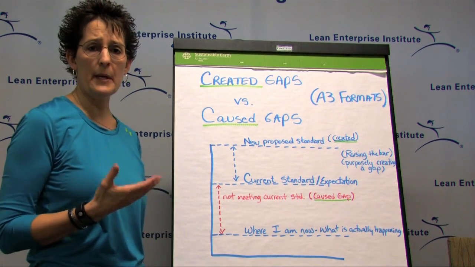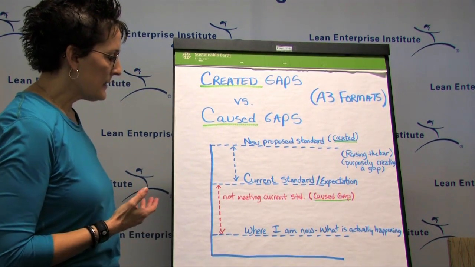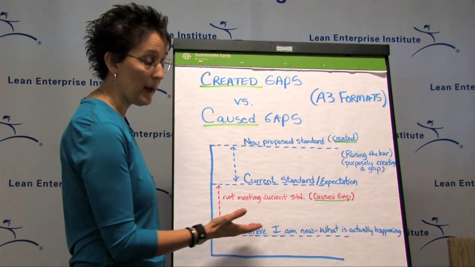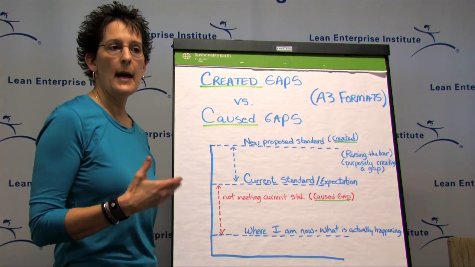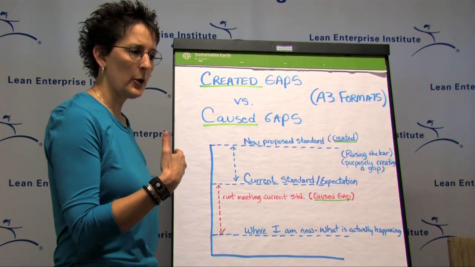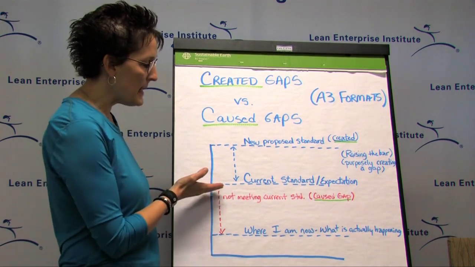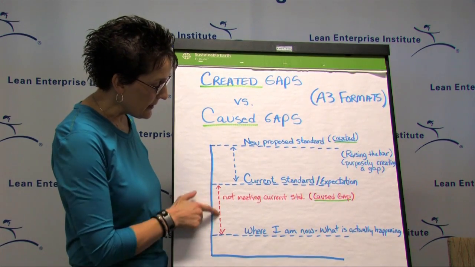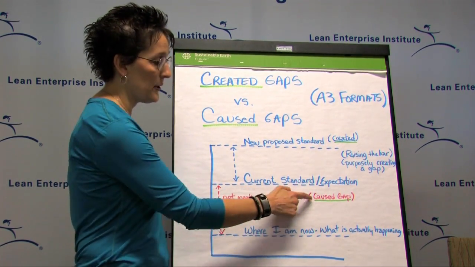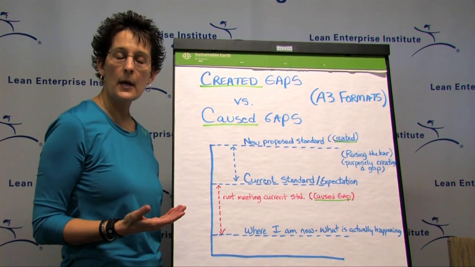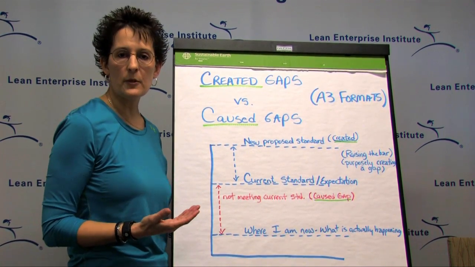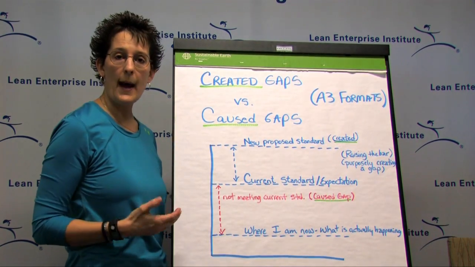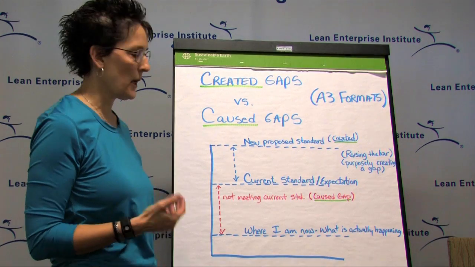To explain that a little bit, the difference between the two is if I've got a situation, and what I would call that is what's actually happening, where I'm at now within a problem that maybe is creating some kind of output where I'm not meeting a current standard or an expectation. So you can clearly see here in the red that I'm not meeting the standard, so we would call that a caused gap, which is a problem-solving format A3.